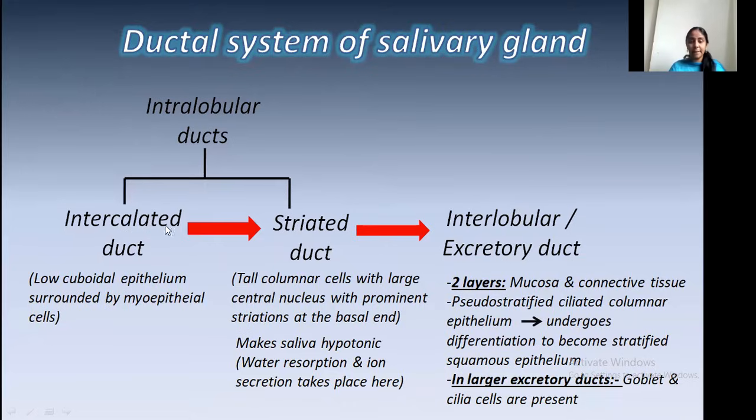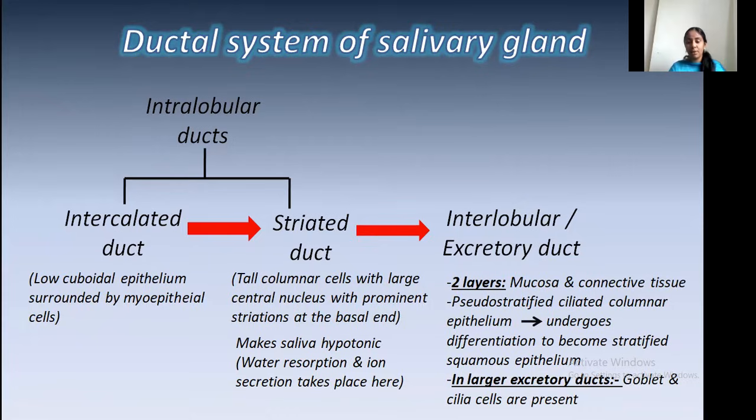Intercalated duct is the first ductal system after the acinar unit. The first duct which comes is the intercalated duct. They are low cuboidal epithelium surrounded by myoepithelial cells. Next one is the striated duct. They are tall columnar cells with large central lumen with a prominent striation at the basal end. It has an important function, makes saliva hypotonic, that is, water resorption and ion secretion takes place here.